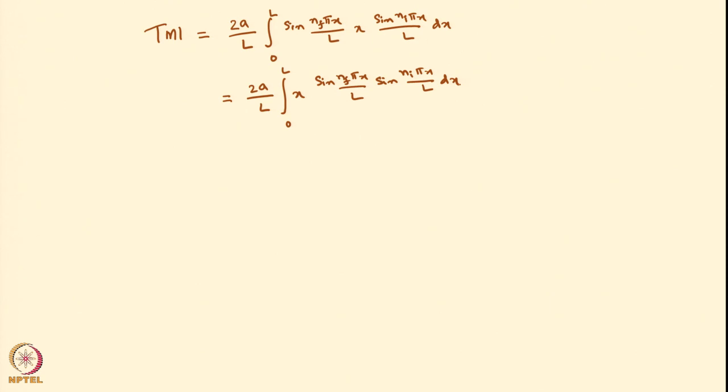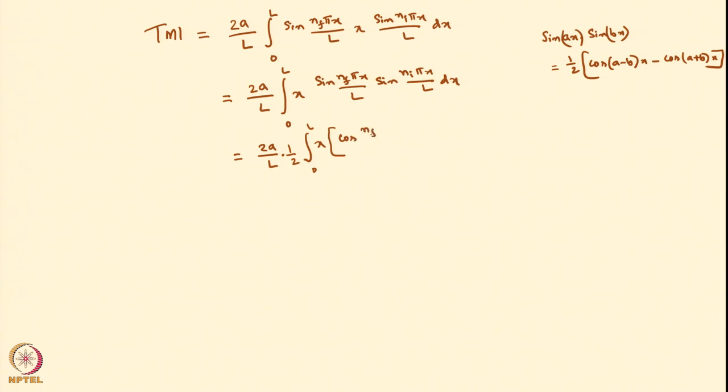Now I am going to use a small transformation: if you have sin ax multiplied by sin bx, this will be nothing but half of cos((a−b)x) minus cos((a+b)x). Okay, so I am going to use this trigonometric transformation. So this will be equal to (2a/L) × half × ∫ from 0 to L of x [cos((nf−ni)πx/L) − cos((nf+ni)πx/L)] dx.